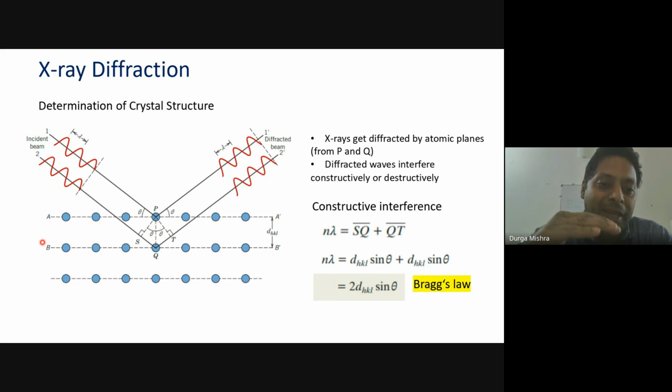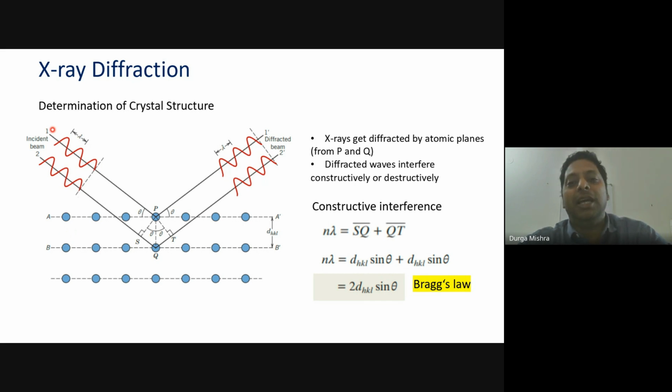So you have a plane A, plane B, and maybe another plane A or B or whatever. So it could be the same atom, it could be a different atom. In this case, to keep it simple, you have the same kind of atom, but this represents plane A, this represents plane B. Now you have an incident X-ray.